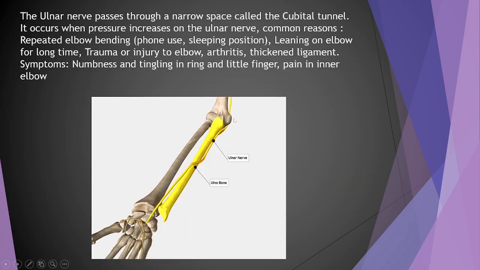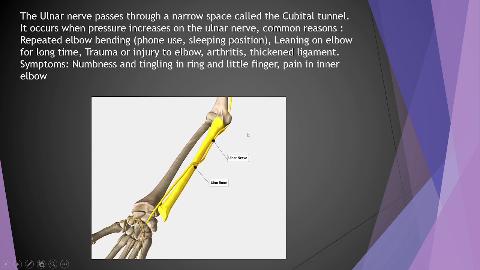The ulnar nerve passes through a narrow space, which is called the cubital tunnel. It occurs when the pressure increases on the ulnar nerve, and it gets compressed. The common reasons are repetitive elbow bending, excessive phone use, sleeping in the same position on one side, leaning on the elbow for a long time, prolonged compression, trauma or injury to the elbow, arthritis, and thickened ligament.